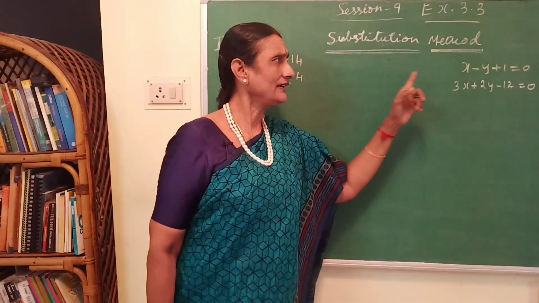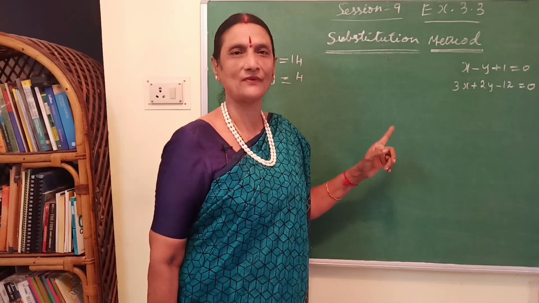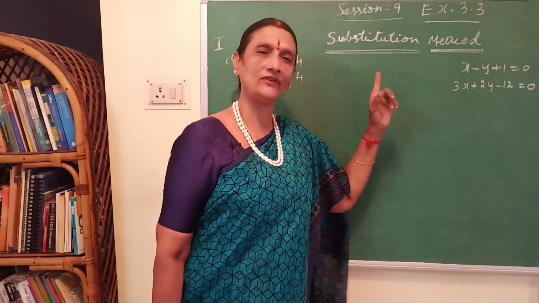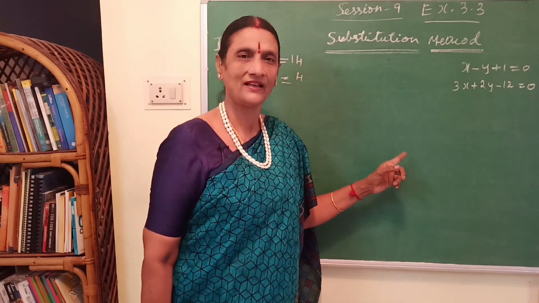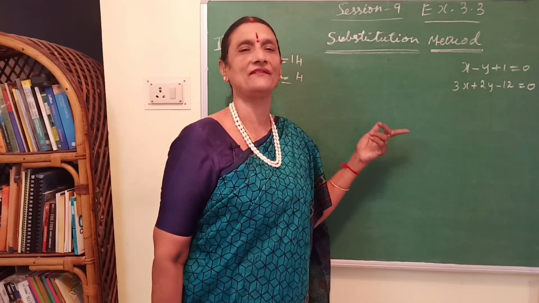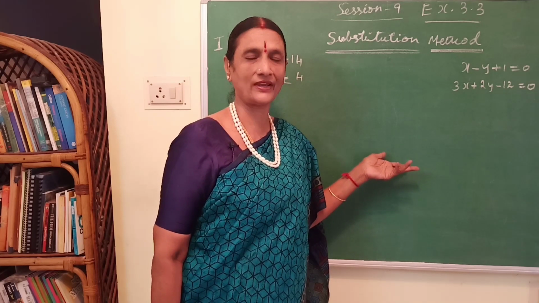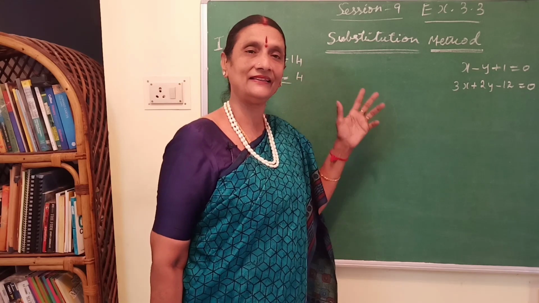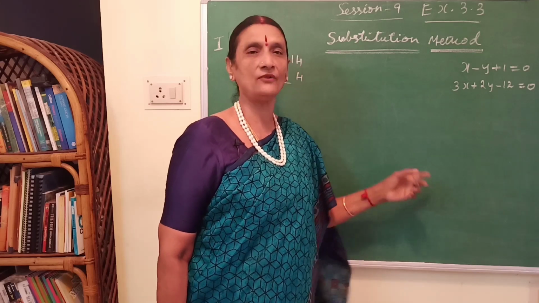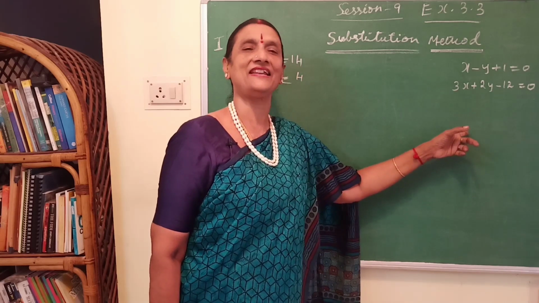Now, in the first equation, just notice x minus y plus 1 is equal to 0. This method is always like this. From any one of these two equations, we have to get the value of one variable in terms of the other variable. It can be even x or y. That is your wish. Now, after getting the value of one variable in terms of the other variable from any one of the equations, we substitute that variable's value in the second equation.